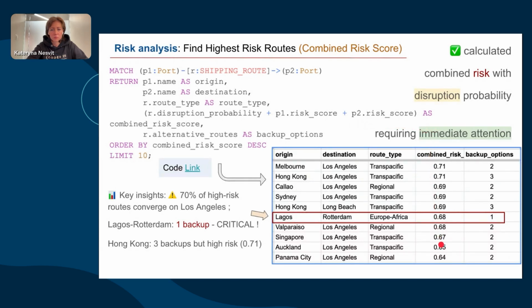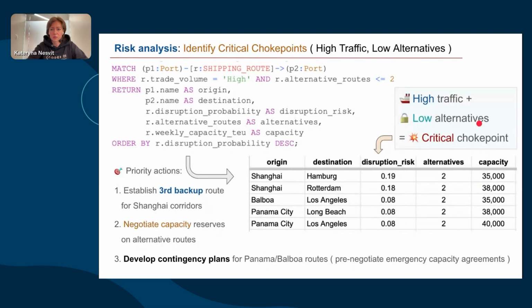Combining the risk over here, what we see immediately is one critical thing here, one backup option in high risk. It requires immediate attention. Next, what would happen if we combine high traffic, low alternative? We might get very critical things.